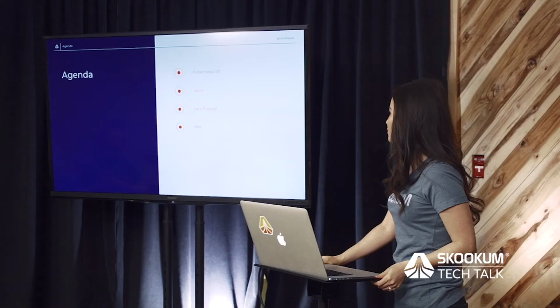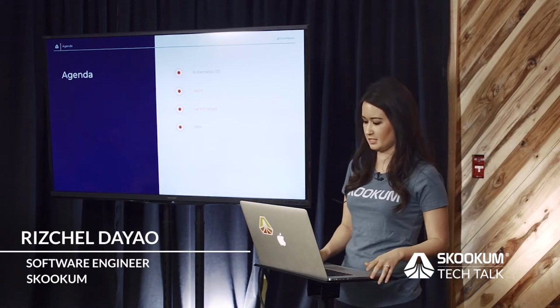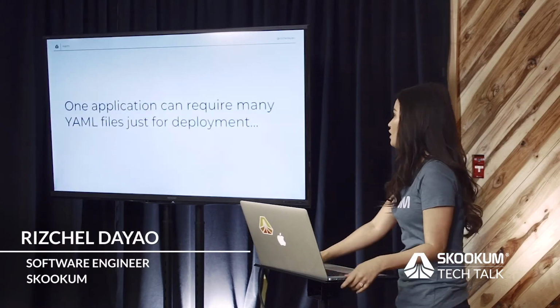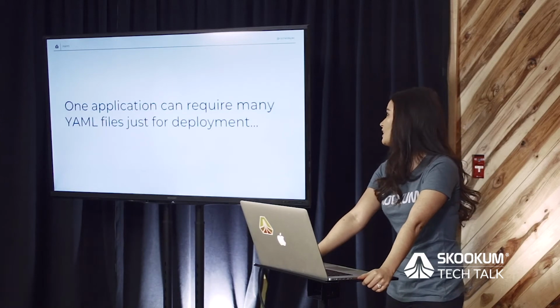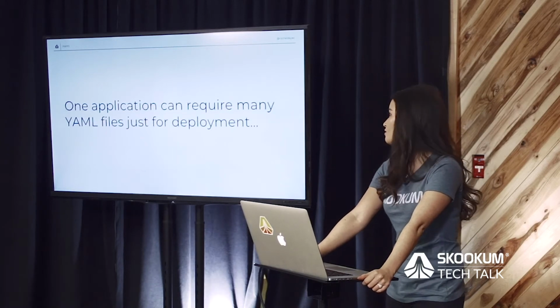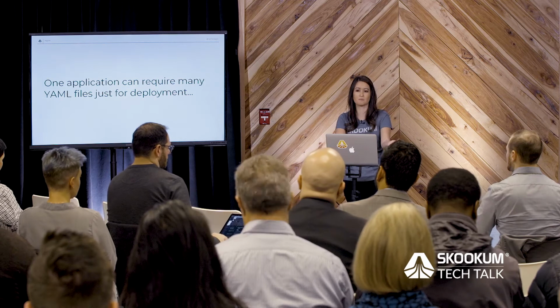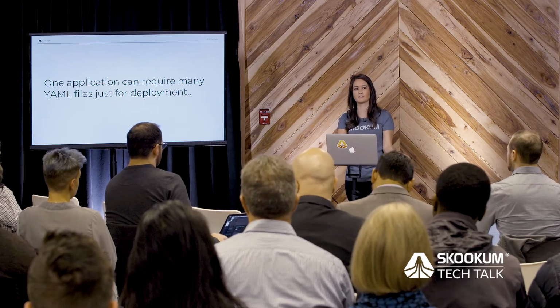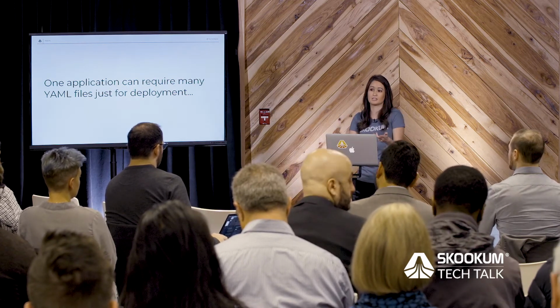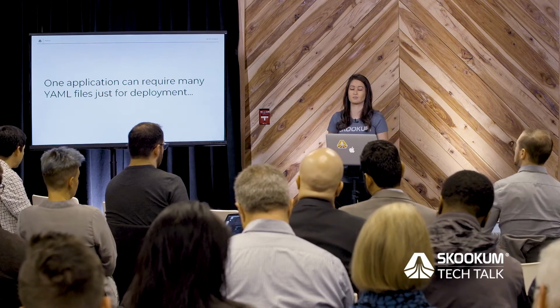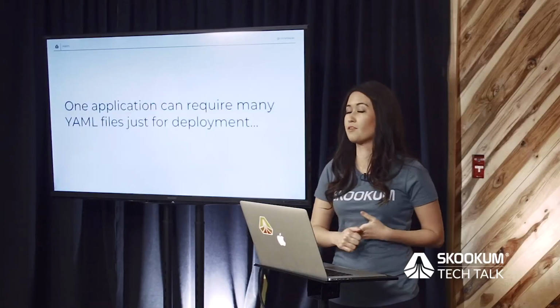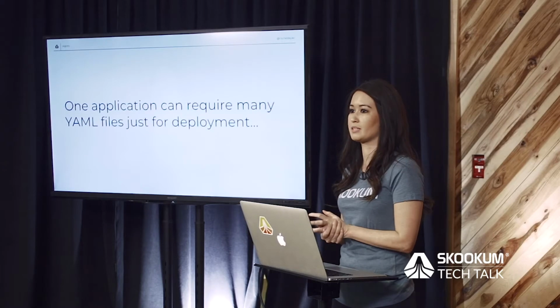So next, I'm going to be going over Helm and Let's Encrypt. As you saw, one application can require many YAML files just for deployment. In that one, we had a deployment YAML file and a service YAML file. You could also add two more instantly if you used ingress, or a persistent volume. So that's 4 per application.